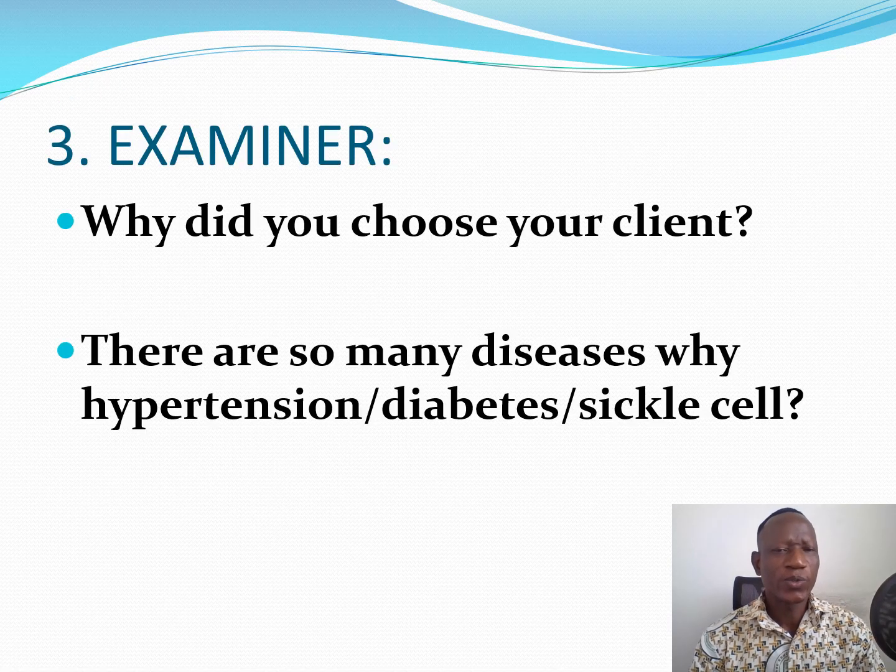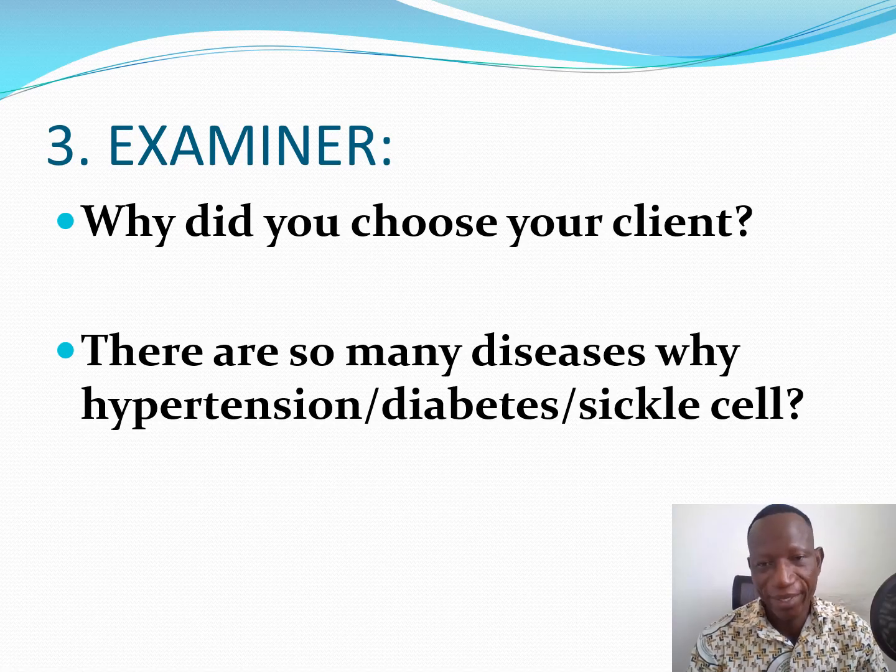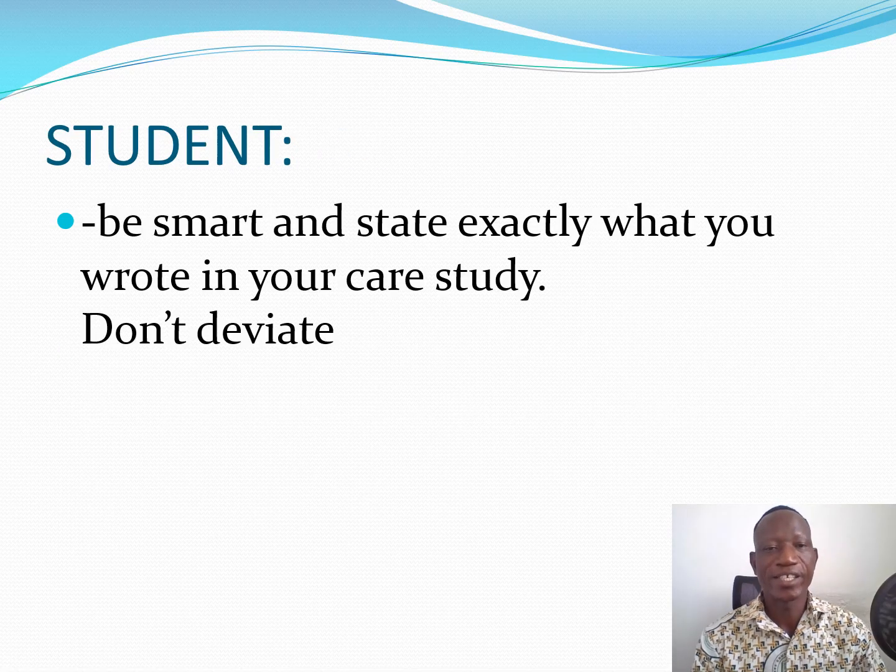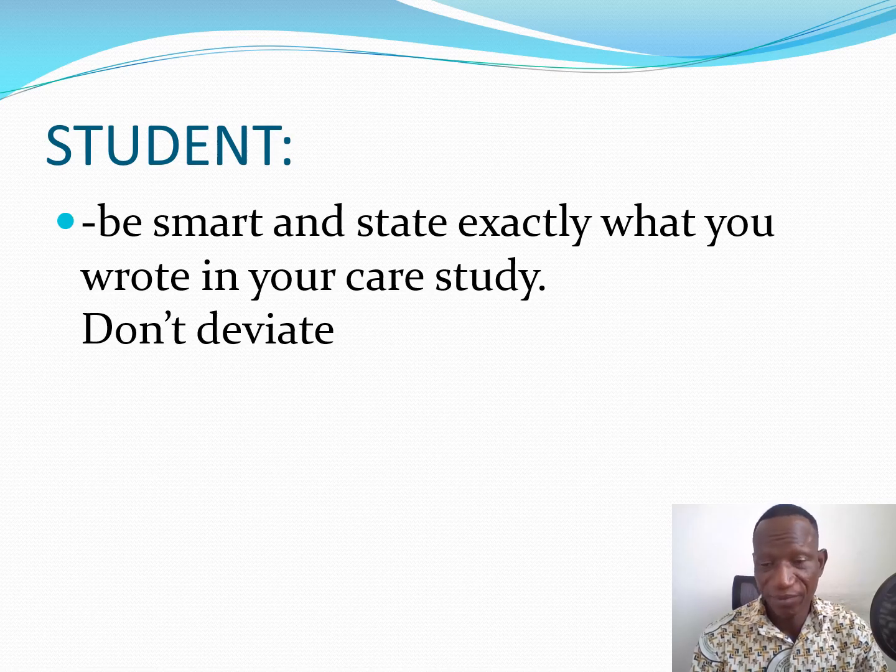The examiner may also want to ask, why did you choose your client? You chose because you are working on hypertension, diabetes, or sickle cell. So why? In this case, you should be smart and state exactly what you wrote in your case study. Don't deviate. Some will write something else in their case study, and when you ask them why they chose that, they want to give you a different answer. That is not what the examiner read in your case study. So you should be able to say exactly what you wrote in your case study.